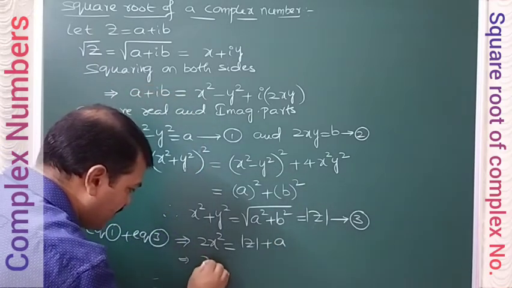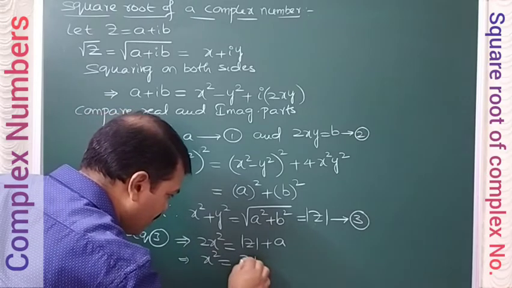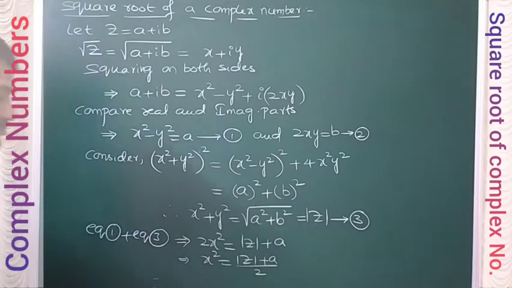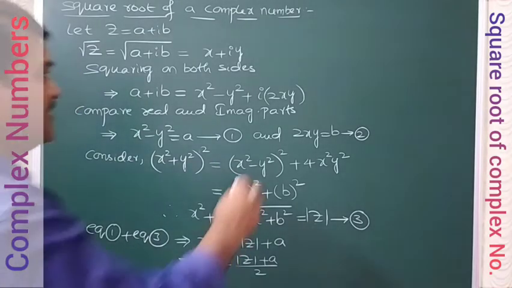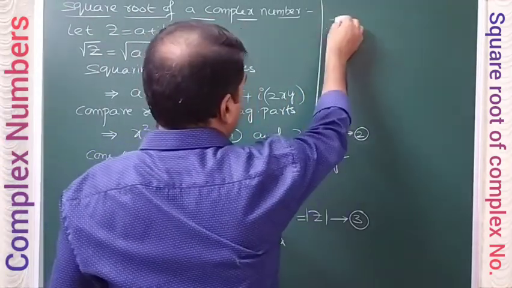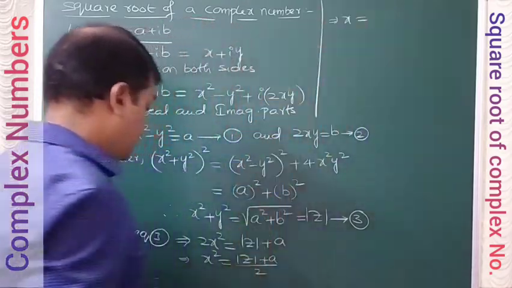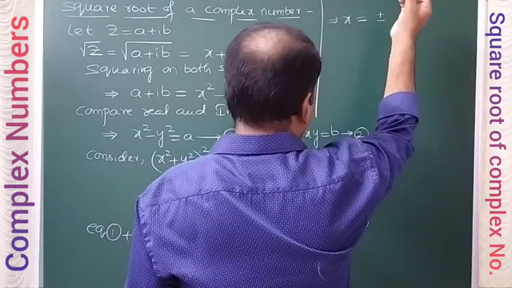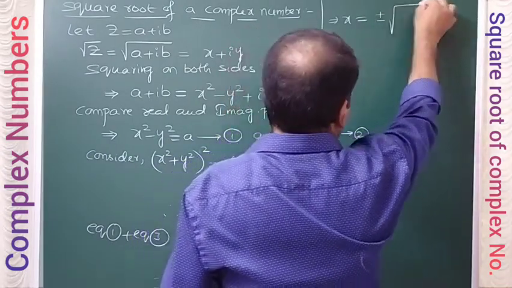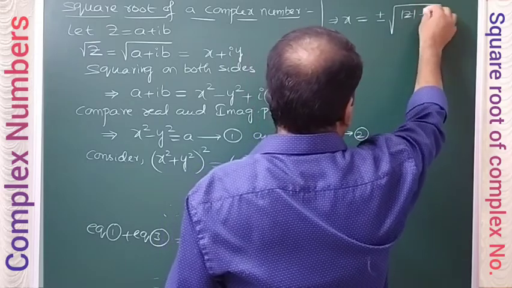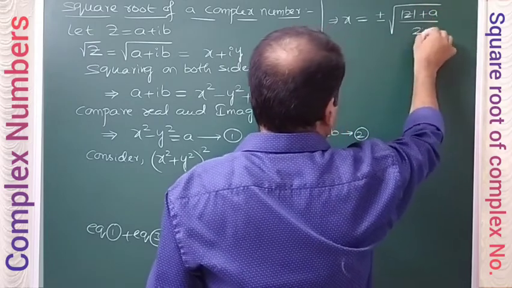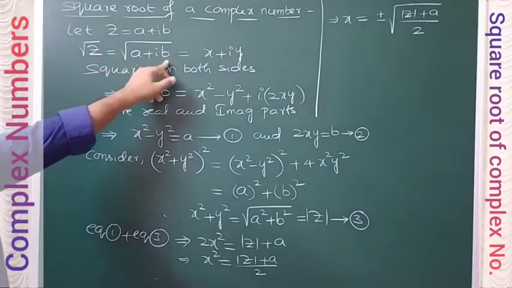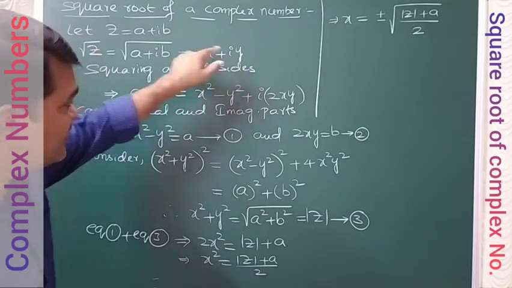Therefore, what is x square now? Mod z plus a by 2, that is the x square value. So what is x now? X square we got, so x is plus or minus under root of (mod z plus a) by 2. So this is the x value. We assumed the square root as x plus iy, in which x we got now.